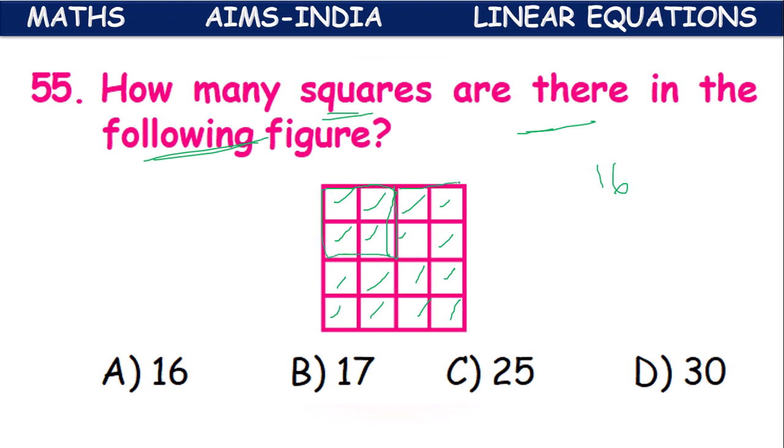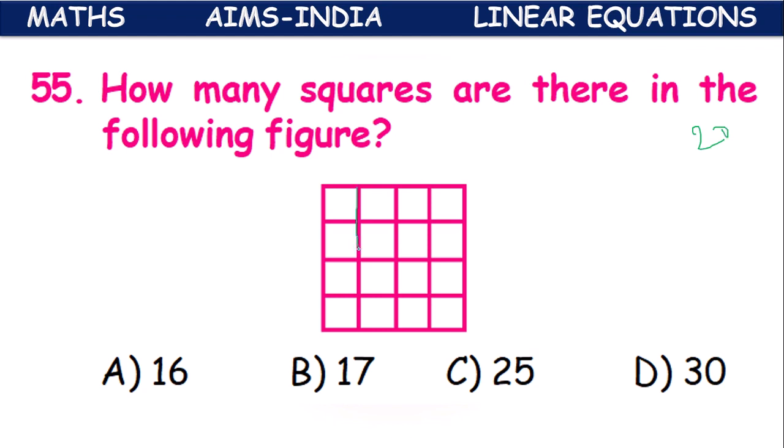If we take two boxes, so 1, 2, 3, 4, plus 4 will come, and again if you take plus 4, that means 20. Already we have 20 here.